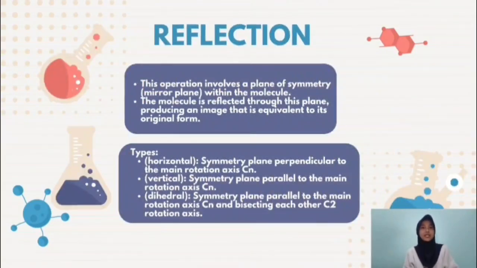Reflection. This operation involves a plane of symmetry, a mirror plane, within the molecule. The molecule is reflected through this plane, producing an image that is equivalent to its original form. Types: horizontal symmetry plane, perpendicular to main rotation axis Cn; vertical symmetry plane, parallel to main rotation axis Cn; diagonal symmetry plane, parallel to main rotation axis Cn and bisecting the C2 rotation axes.